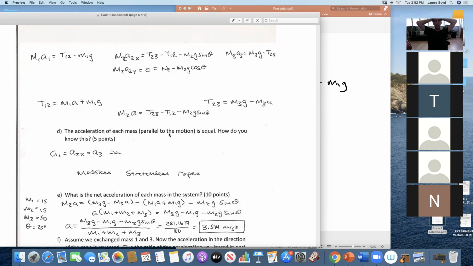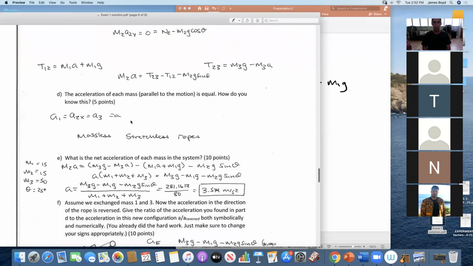So A1X, A2X, and A3X all have to be the same acceleration. Behind the curtain, what I'm doing is reminding you of that fact, that this A and this A and this A are all the same A. So when you plug it in, they're all the same A. And then I ask you for the net acceleration of the system. I want you to solve these three equations to give me A.